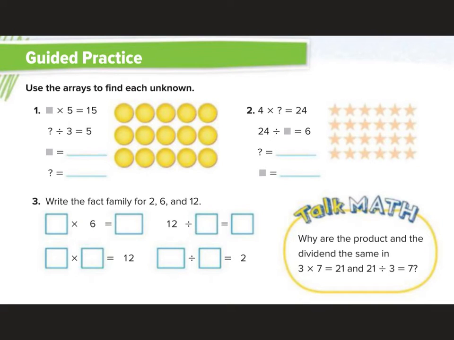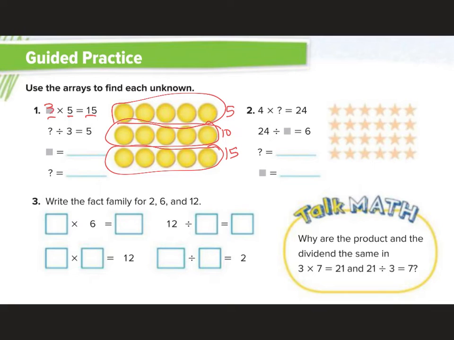Here we go. Use the arrays to find each unknown. Some groups of 5 are equal to 15. Well, I've got 1, 2, 3 groups of 5. Do they equal 15? Let's see. 5, 10, 15. Yes, they do. So 3 groups of 5. So the box is 3 times 5 is 15. Now if I'm going to use my division sentence, I know that I'm going to put 15 first because it's the greatest number. 15 divided into 3 equal groups equals 5 in each group. That's what it says here.